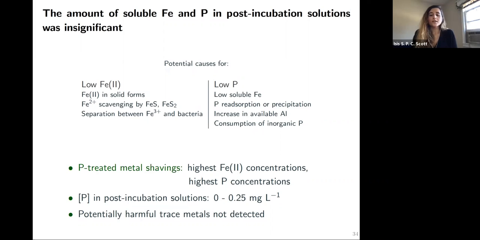We saw the highest iron 2 concentrations and the highest phosphorus concentrations for phosphorus-treated metal shavings, but still the concentrations that we found were below the equilibrium concentrations for the phosphorus-treated materials, and it ranged between 0 to 0.25 milligrams per liter. And in the analysis of the incubated solutions, we did not find any potentially harmful trace metals.